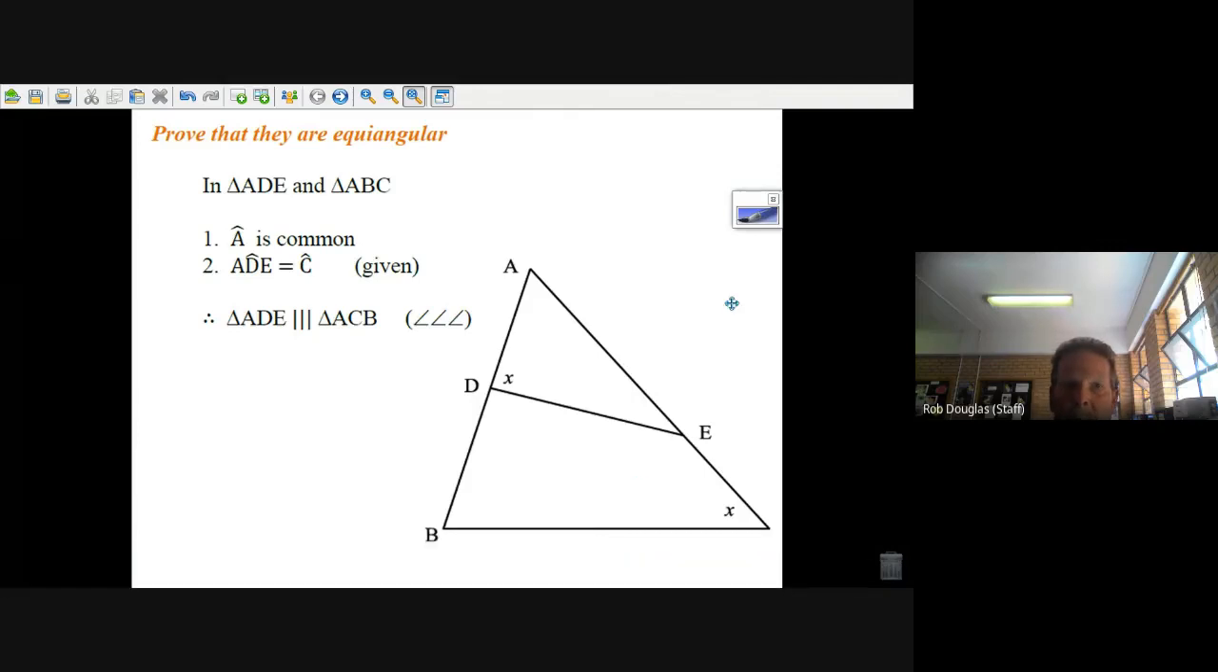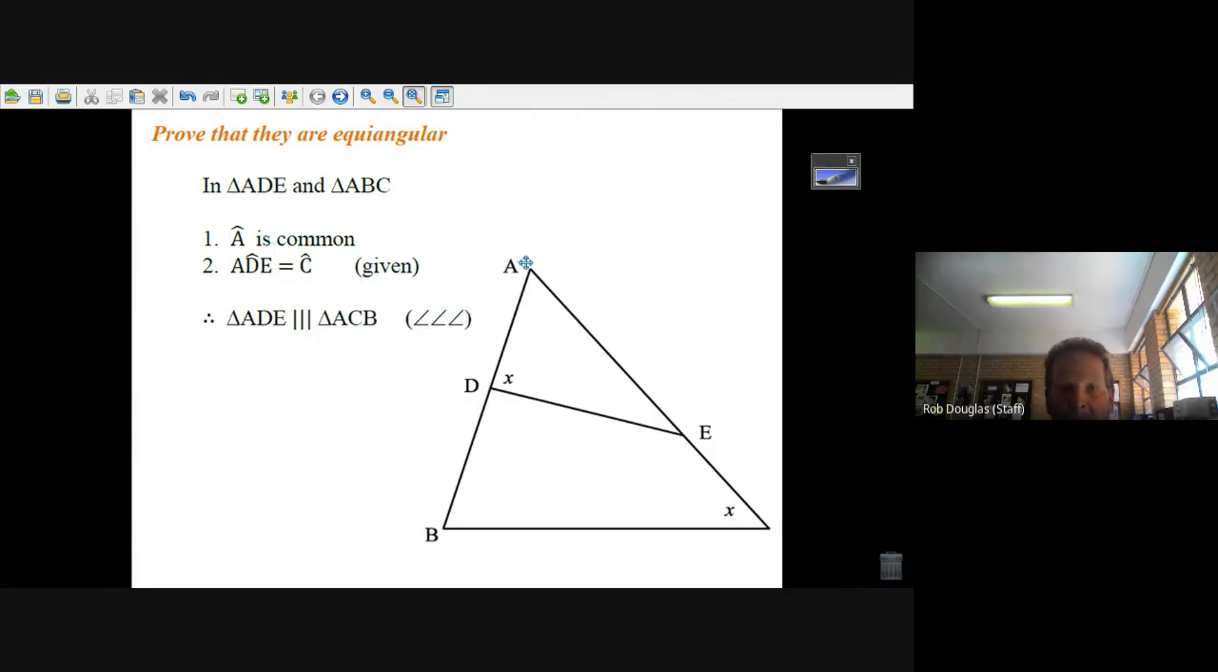Okay, we're going to look at proving that two triangles are equiangular. We're going to prove that they're similar, because if we can show that we can match up their angles, we can say that two triangles are similar. So let's take a look at this.